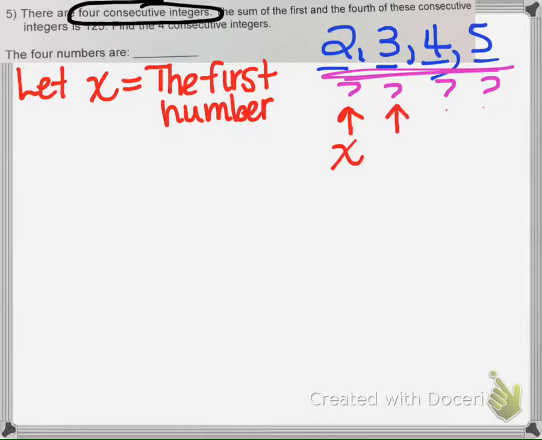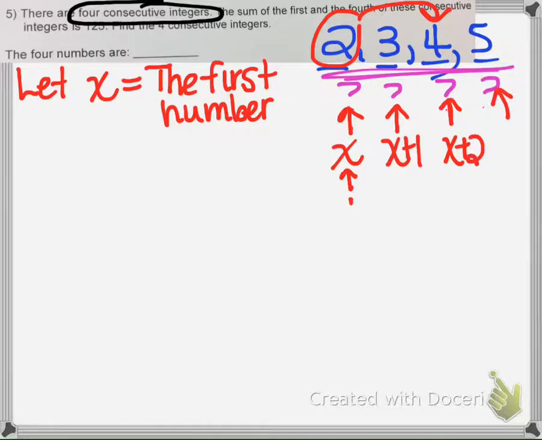Well, I know that the second number is just 1 more than that. And I know that the third number is 1 more than that. So in other words, it's 2. To get from here to here, I have to add 2 to it. So it's this number here plus 2. And then the fourth number is this number here. To get from 2 to 5, I'd have to add 3. So that's x plus 3.